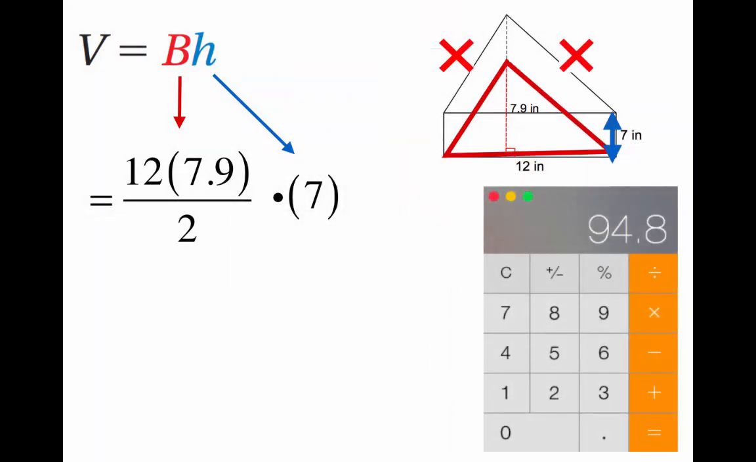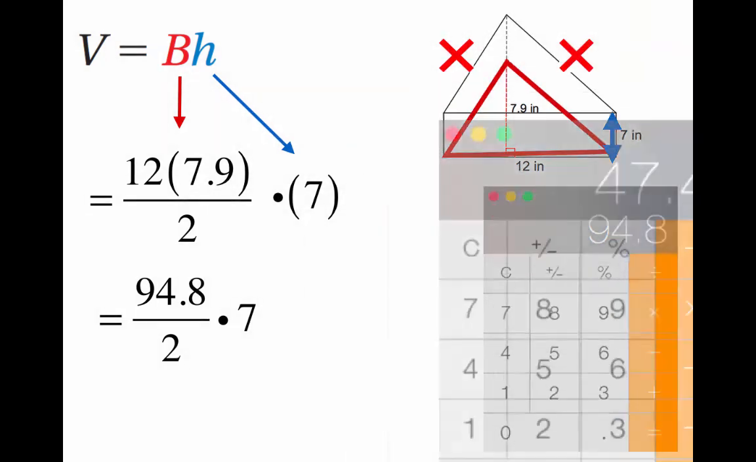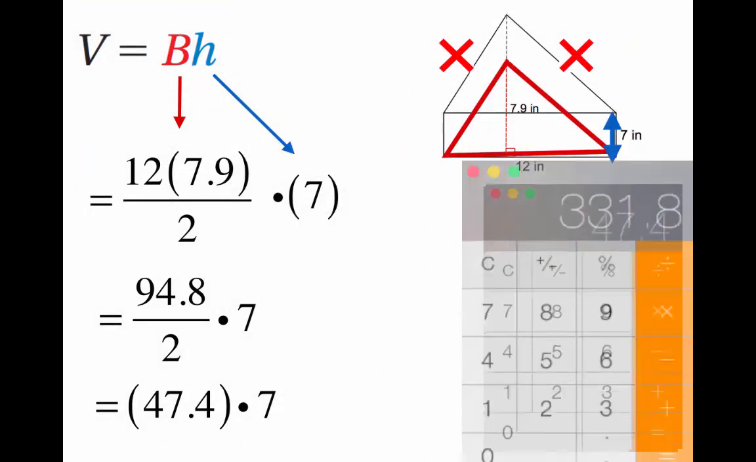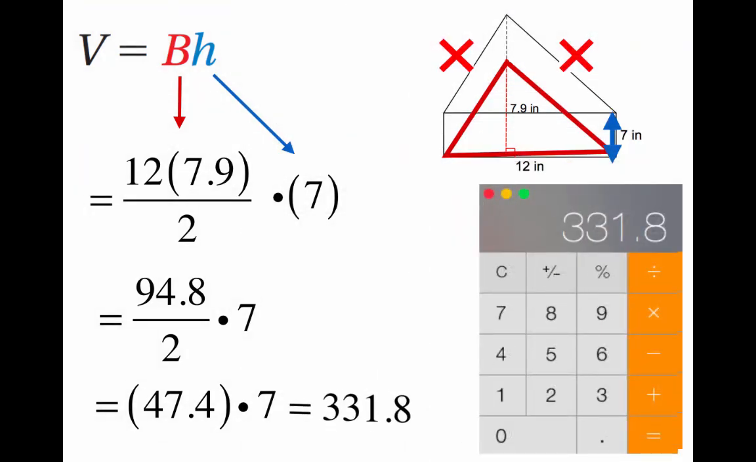So we're going to do 12 times 7.9. Let's see, that looks like 94.8. Then divide it by 2. Oh no, I divided it by 2 actually next. 47.4. Then we're going to times it by the 7 and get 331.8. So the answer is 331.8 inches cubed, cubic inches.